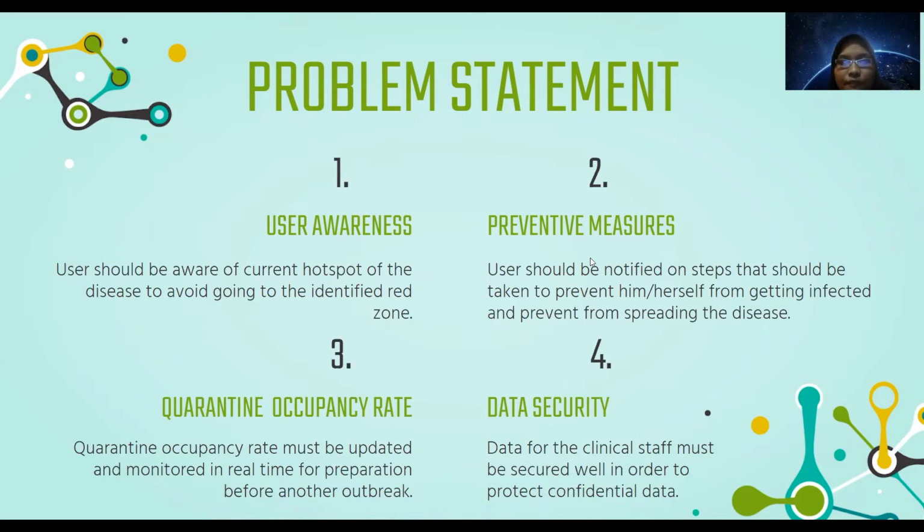User should be notified on steps that should be taken to prevent him or herself from getting infected and prevent from spreading the disease. Third, quarantine occupancy rate. Quarantine occupancy rate must be updated and monitored in real time for preparation before another outbreak. And lastly, data security. Data for the clinical staff must be secured well in order to protect confidential data.